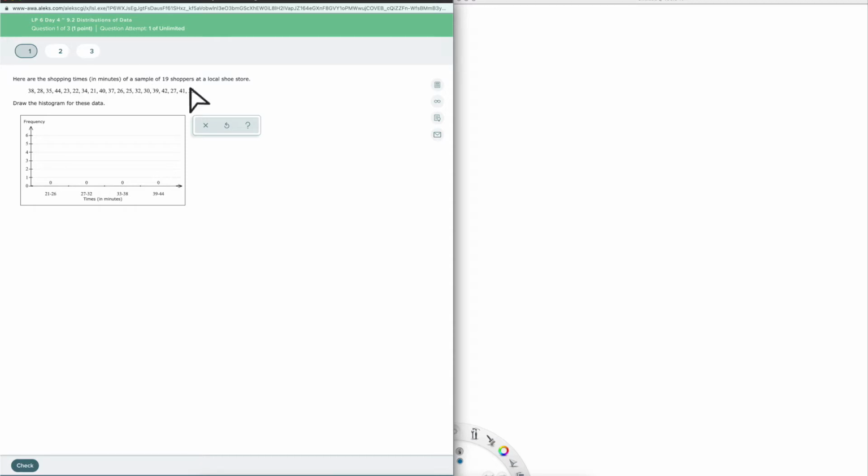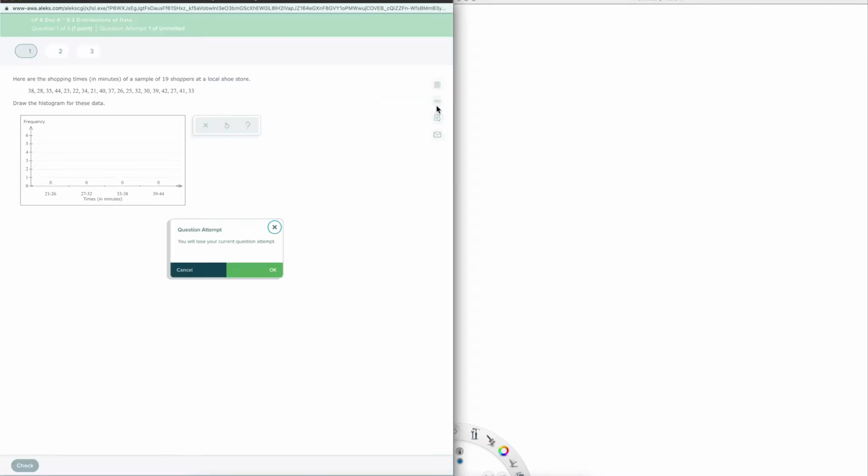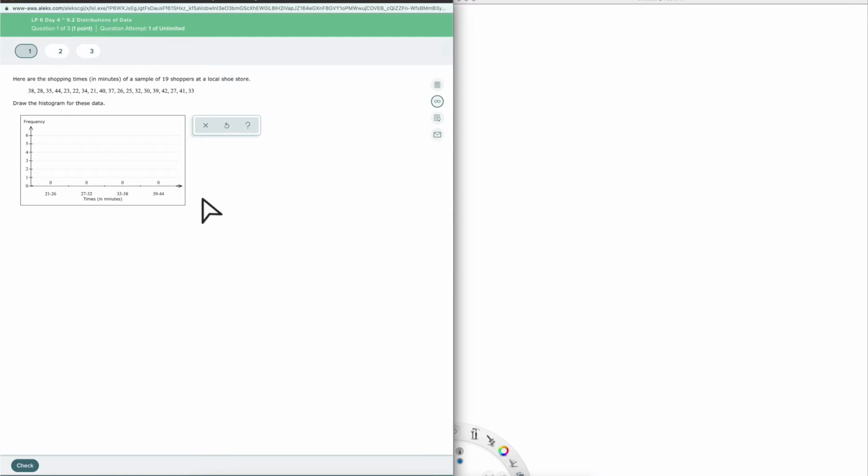On the side here, we have 4 other tools. Sometimes calculator's there. For instance, it's there right now. It's not always here. Explanation, example, and message center are always there. So explanation tells you you're going to lose your current question attempt because it's going to give you the answer to this question. So it's not going to give you the answer and then let you come type it in. Or in this case, manipulate the graphic.